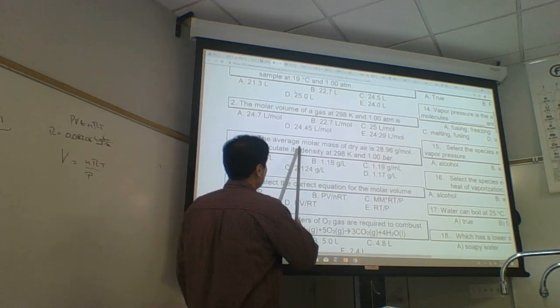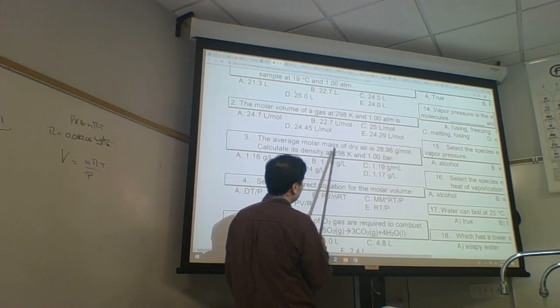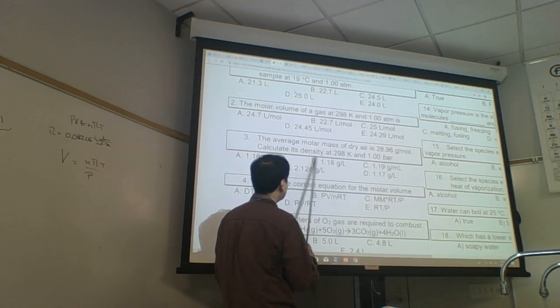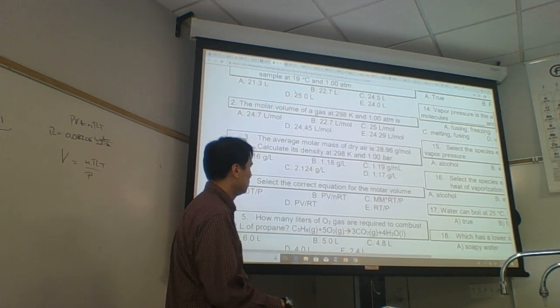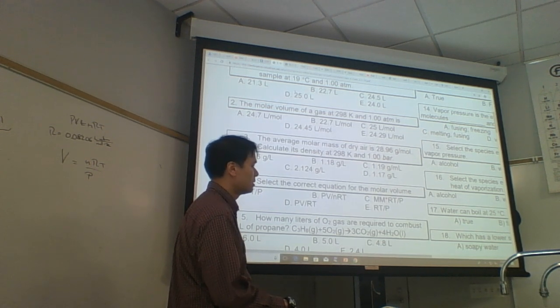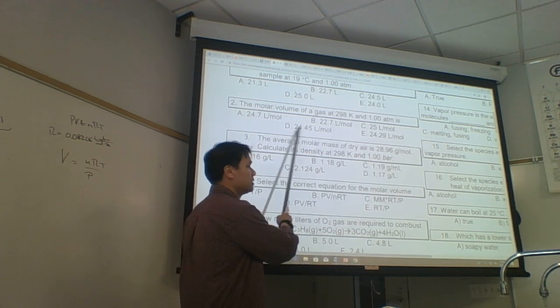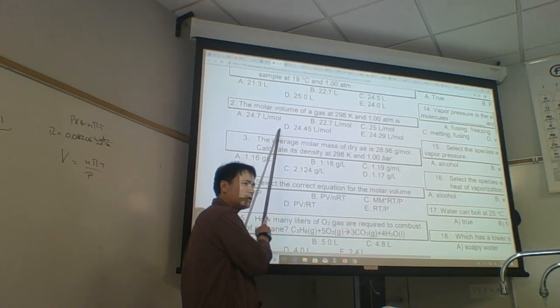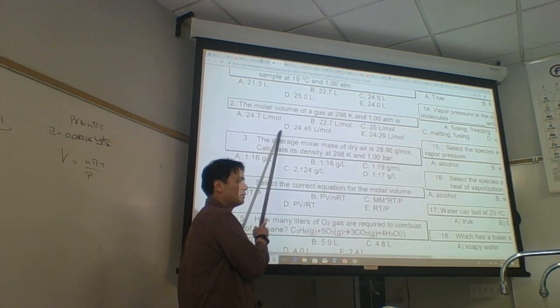All right, the average molar mass of dry air is 28.96 grams per mole. Calculate its density at 298 Kelvin and 1.00 bar. You guys know the density equation? Do you know the molar volume equation? What's the molar volume? Do you have it memorized, or can you derive it? Derive it.